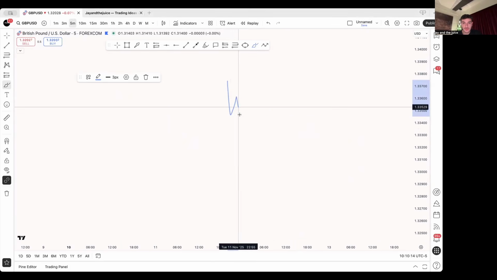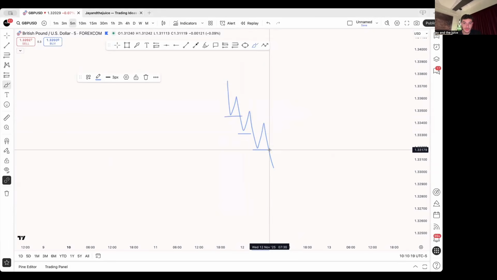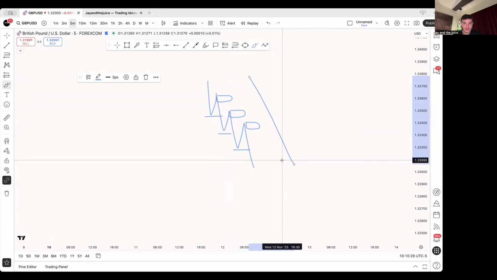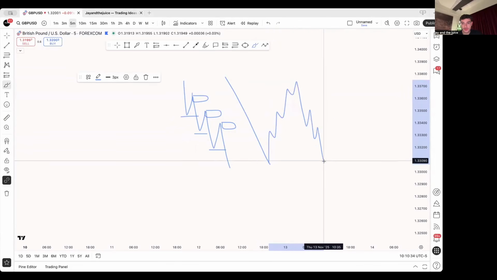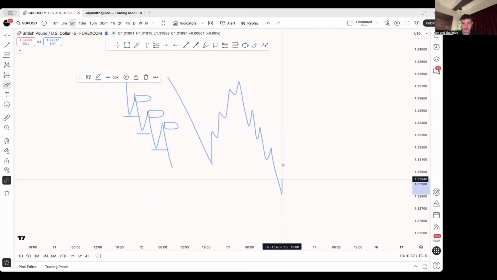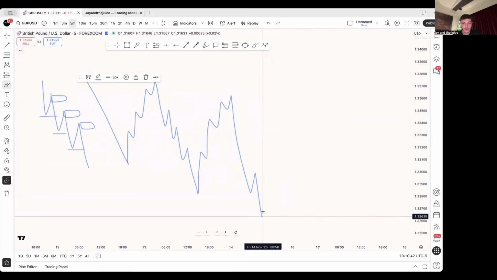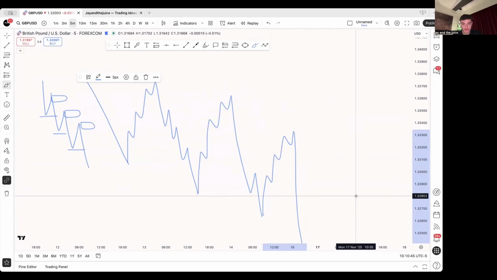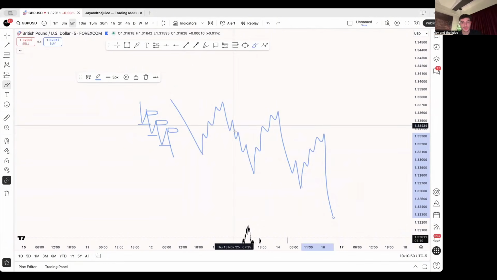Let's say we have price doing this. Basically every break of structure has a supply zone. But the reality is this is probably one push. Then we have a retracement, and then we have another push, and then we have a retracement, and then we have another push, and then we have a retracement, and then we have another push. This is basically how a bearish market looks from the outside and from the inside.